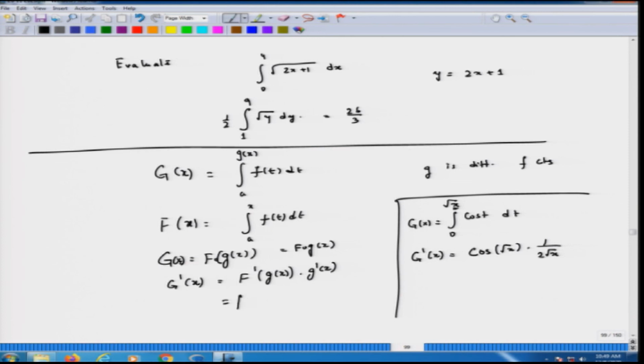So, whenever you have the integral from 0 to g of x, then this is F composed with g, where F is an antiderivative, and G prime of x is essentially this. So, this also helps you to compute various integrals, even if you do not have from a to x. But remember, if it is from a to g of x, all the time you need to check that this small g has to be differentiable. That care you need to take.